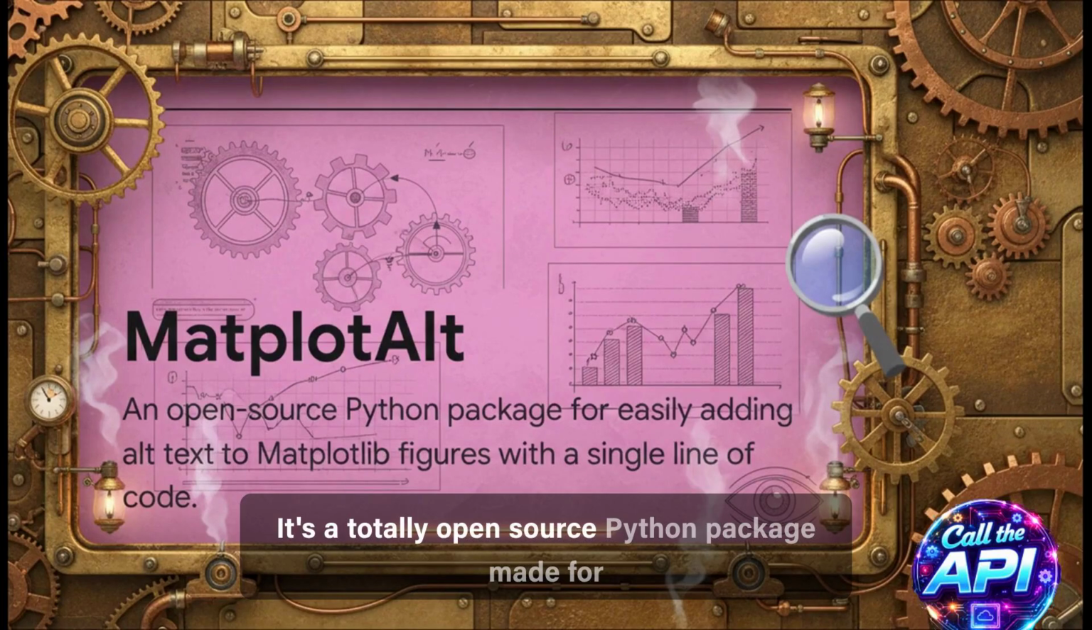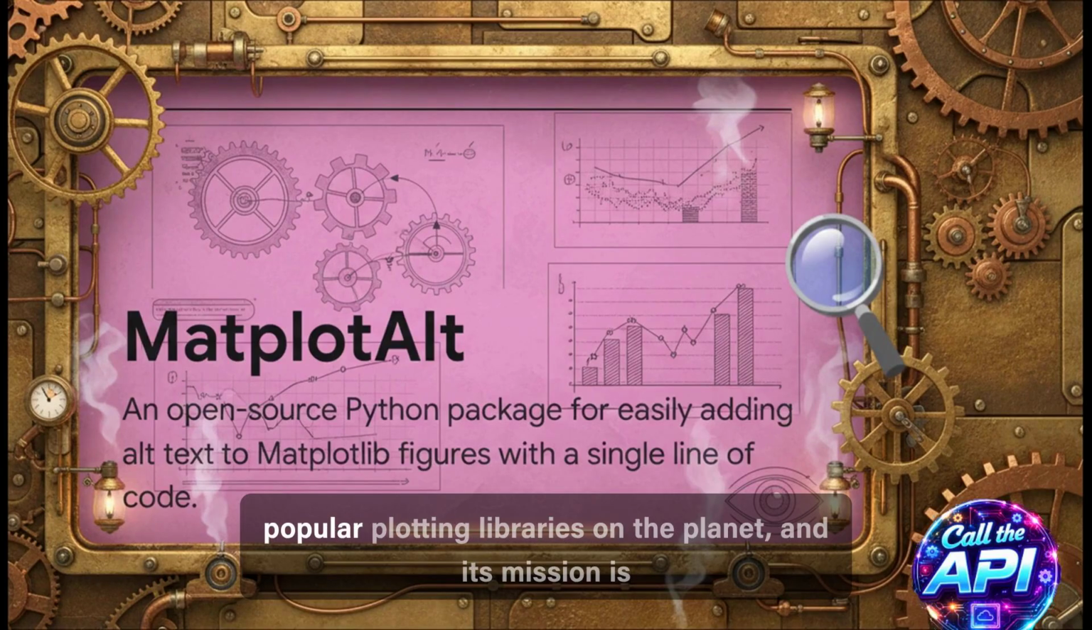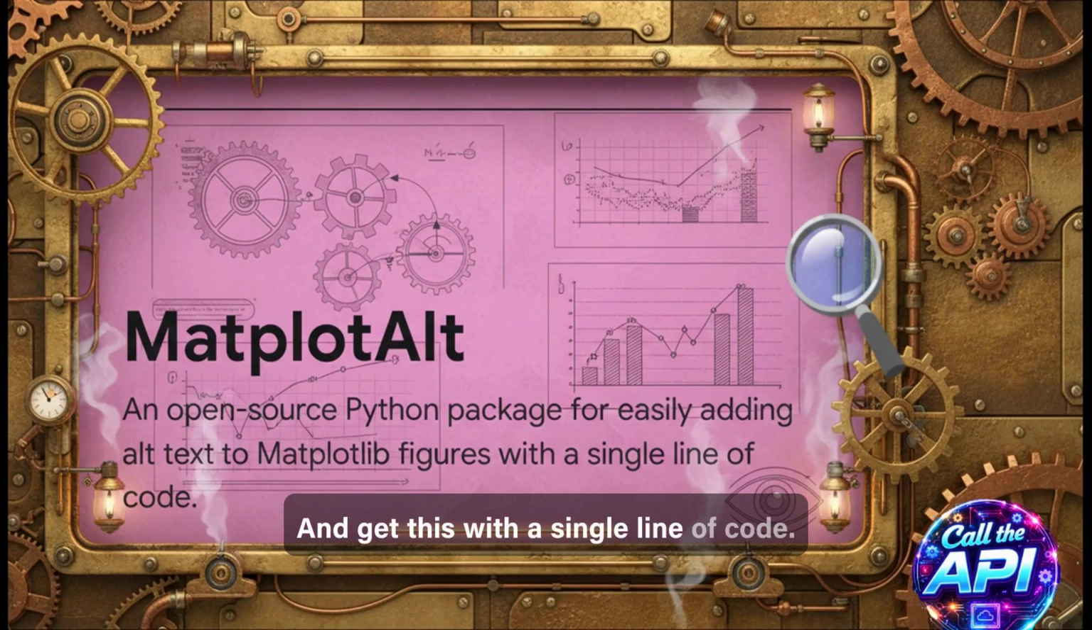So, what is MatplotAlt? It's a totally open-source Python package made for matplotlib, which, as you know, is one of the most popular plotting libraries on the planet. And its mission is super simple. Make it ridiculously easy to add good, high-quality, descriptive alt text to your charts. And get this, with a single line of code.